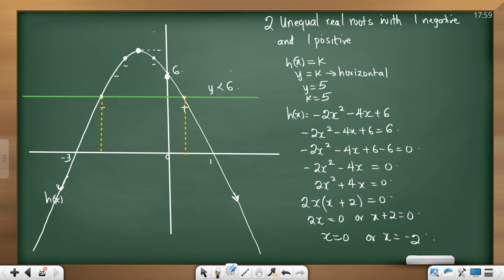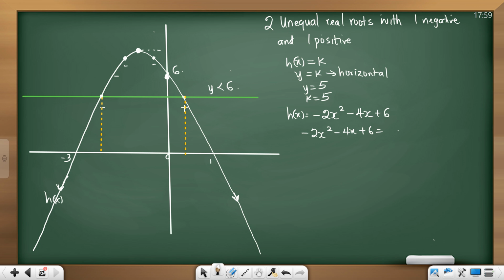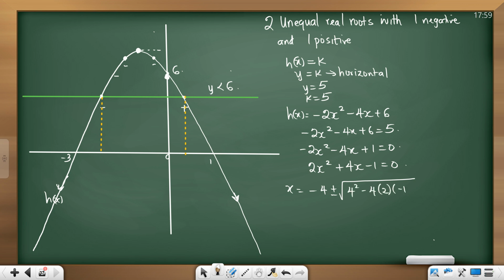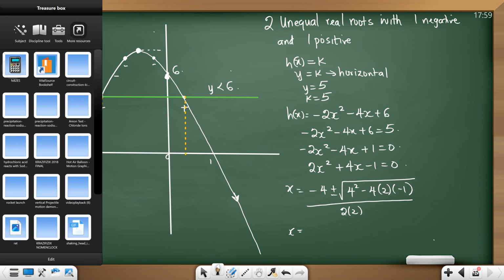And what do we do again? Just like what we've been doing. Ooh, yeah, beautiful. Let's equate this to 5. Negative 2x squared minus 4x. 6 minus 5 is 1. Beautiful. Change the signs. Okay, x equals minus b plus or minus the square root of b squared minus 4ac, over 2a. I'm going to do my calculation fast because I'm out of time.